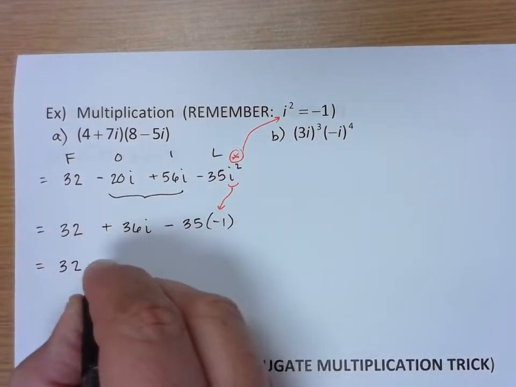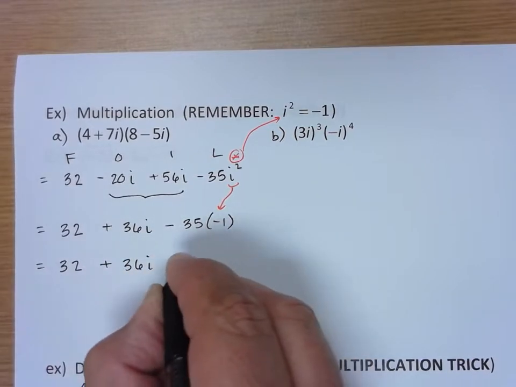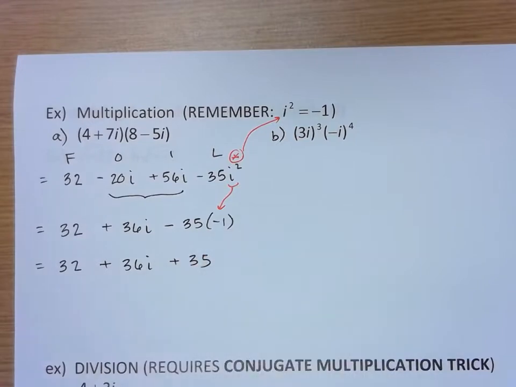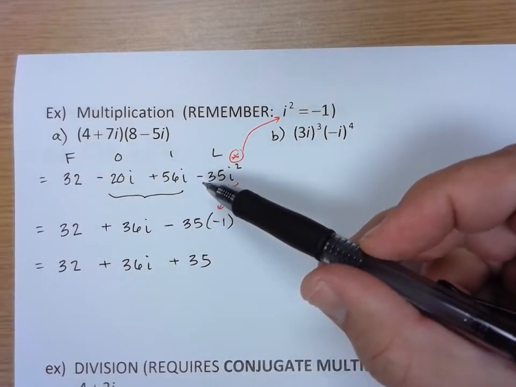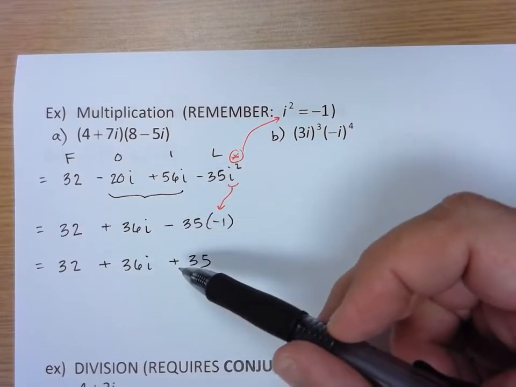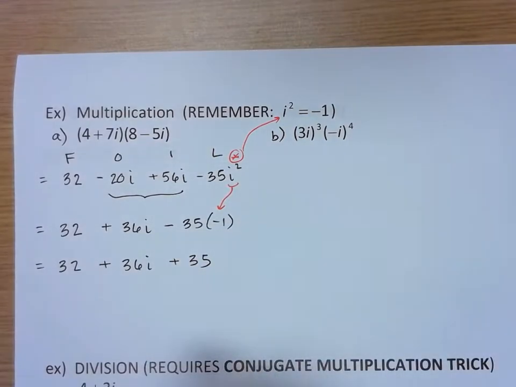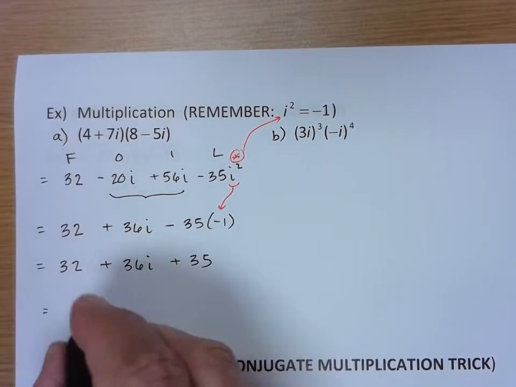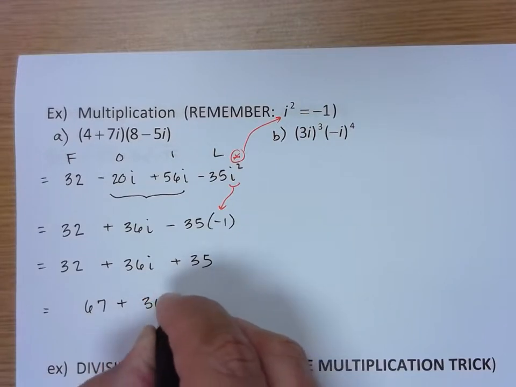So you're now dealing with 32 plus 36i plus 35. That's worthwhile committing to memory: the i squared just changes the sign of the term that it's with, in this case from minus eventually to plus. And notice it now just becomes a real number, positive 35. That can be combined with the 32 in the front. So when all is said and done, the final answer for this calculation will be 67 plus 36i.